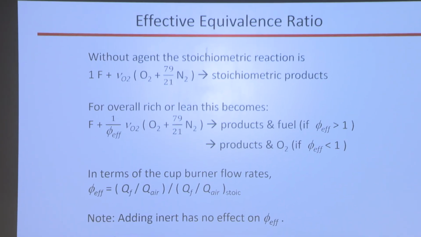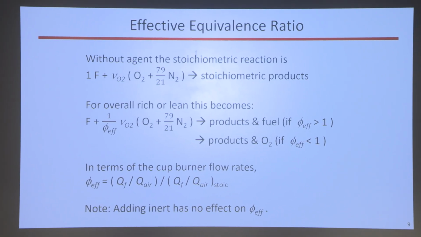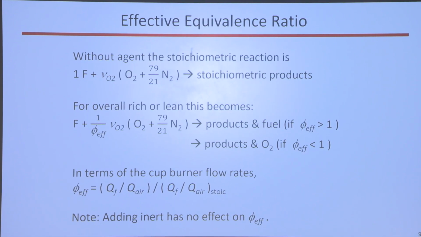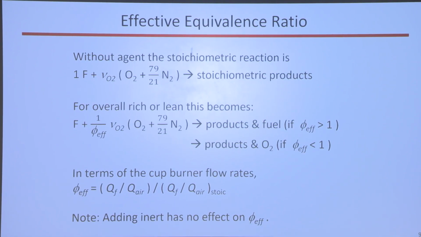And so we can do the math, and this is what the equivalence ratio math looks like. It's very easy in terms of the cup burner flow rates. You do need to do the calculation. What's the fuel flow rate divided by the air flow rate that's stoichiometric? Here is the last equation. And then divide that into the actual fuel over air flow rates. And you again need to make sure that this is 0.1 or lower.